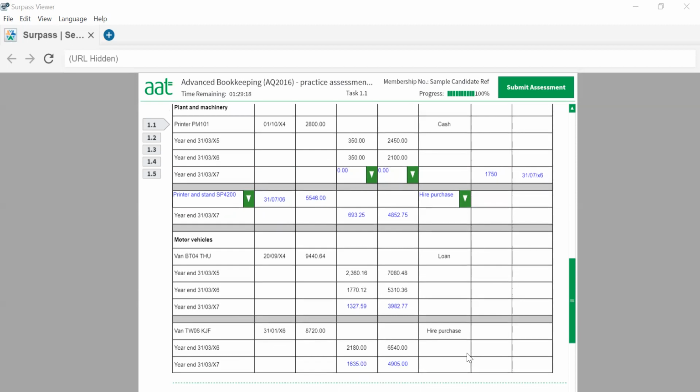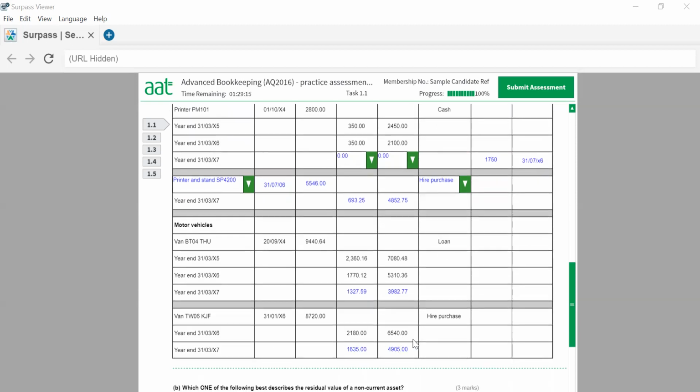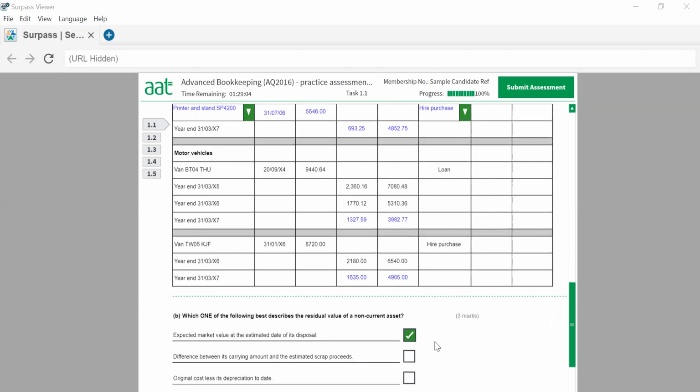Similarly, with this particular van, we've got the carrying value at the end of X6, so 6540 times 0.25 gives us a depreciation charge, and the carrying value starts at next year.